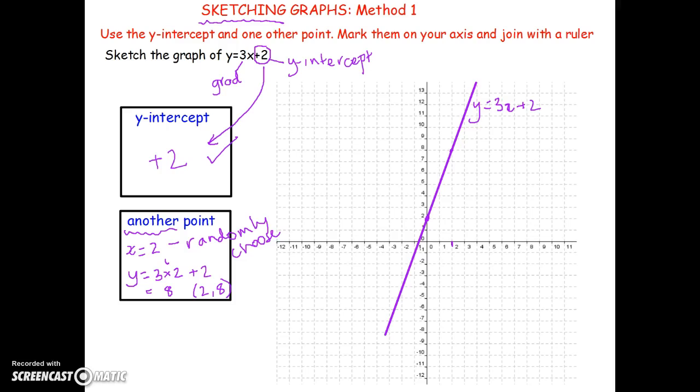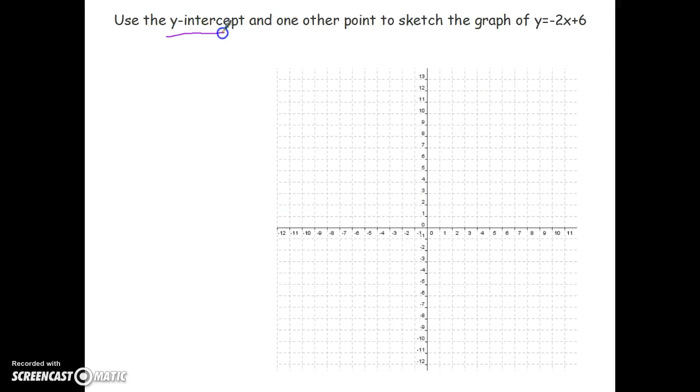Let's try another one. Use the y-intercept and one other point to sketch this graph. Okay, so let's break it down. y equals minus 2x plus 6. We can straight away see that this plus 6 gives us our y-intercept. The y-intercept equals 6. Over here, 6. There's one point. We just need one other point in one of our quadrants in order to join them up. All right, so any other number you like, random choice.